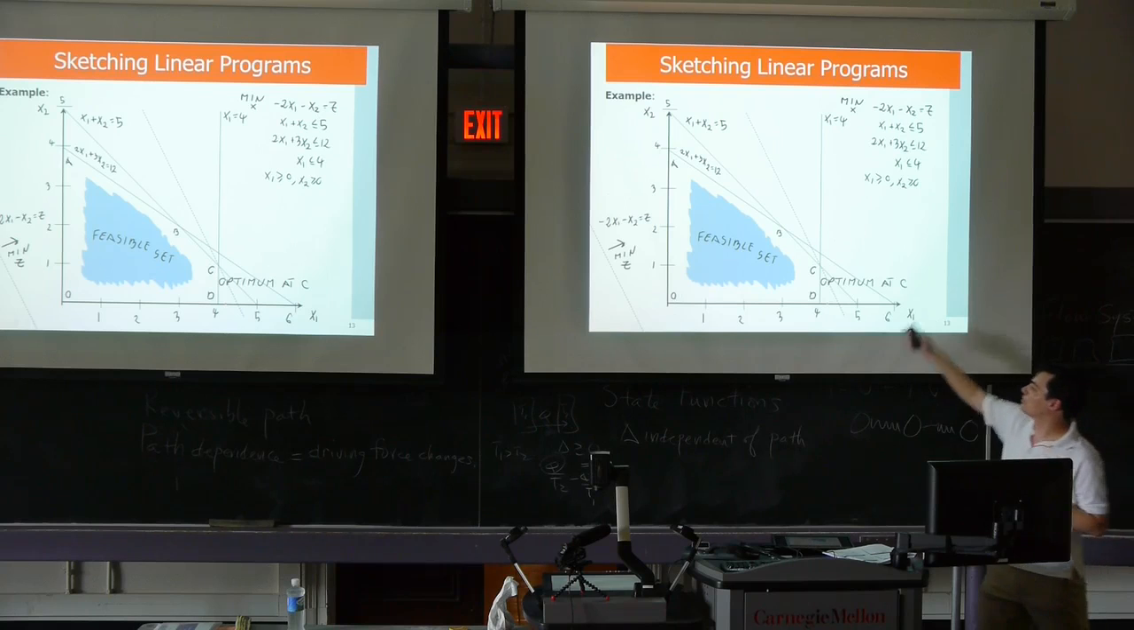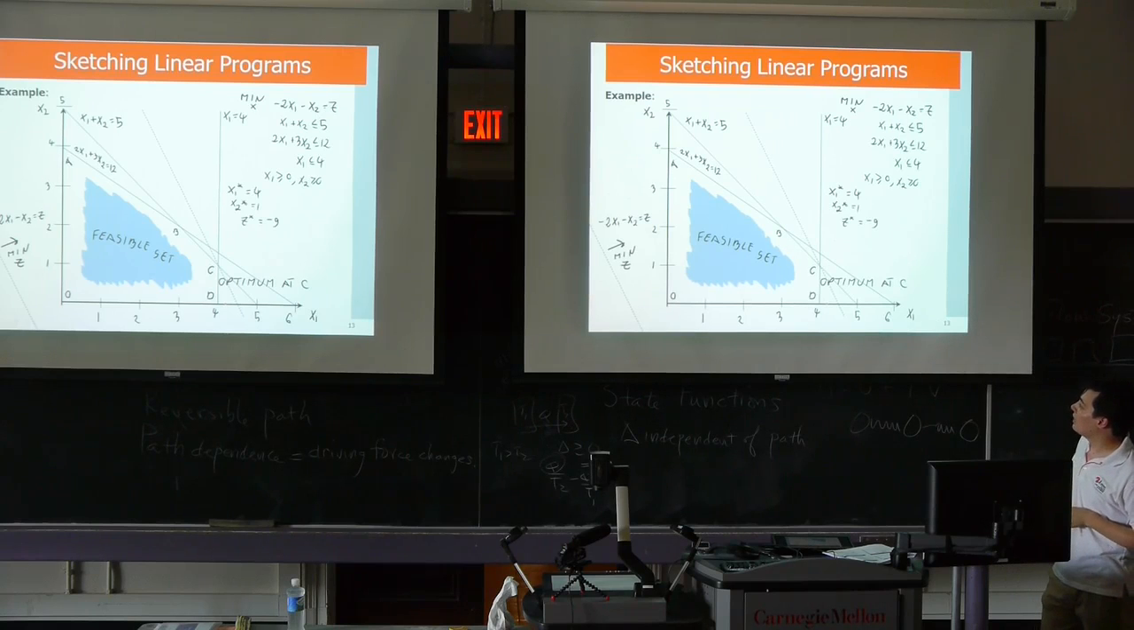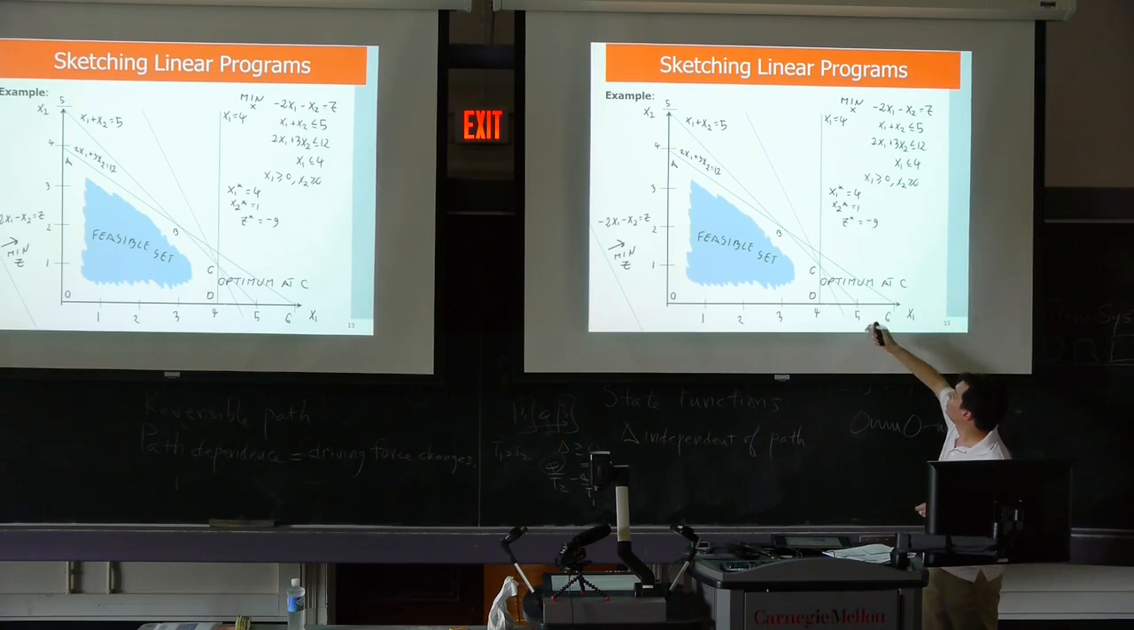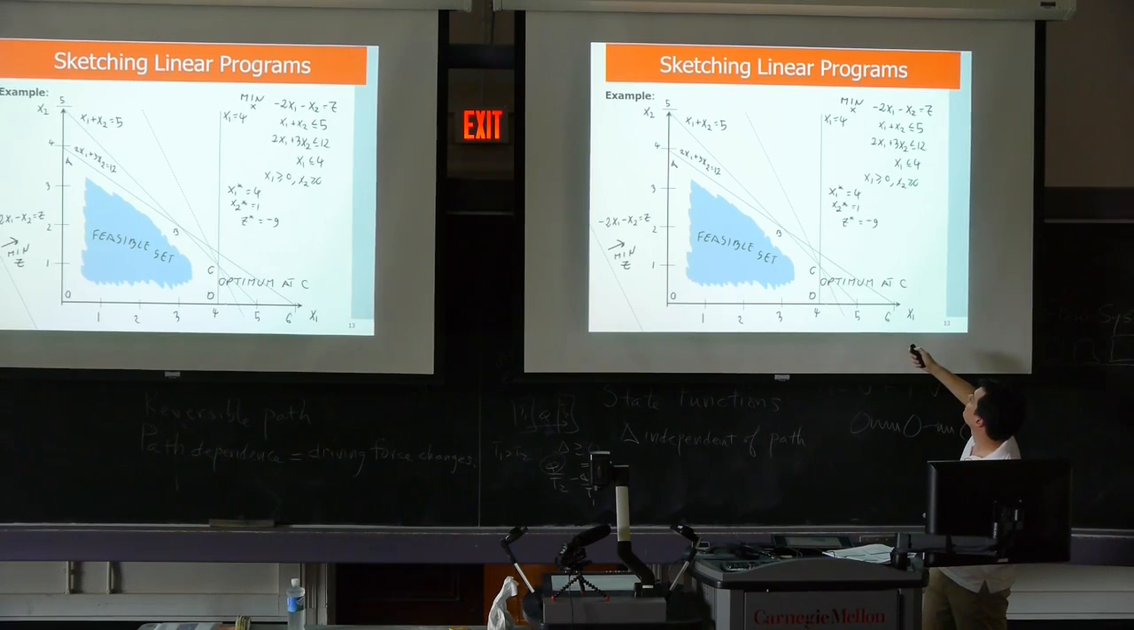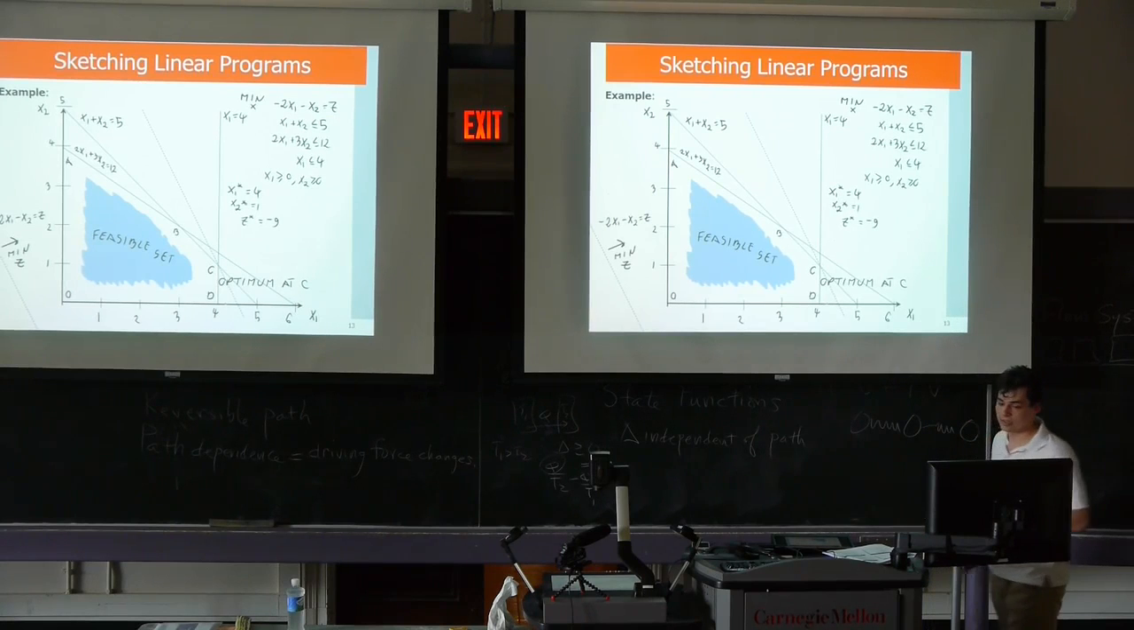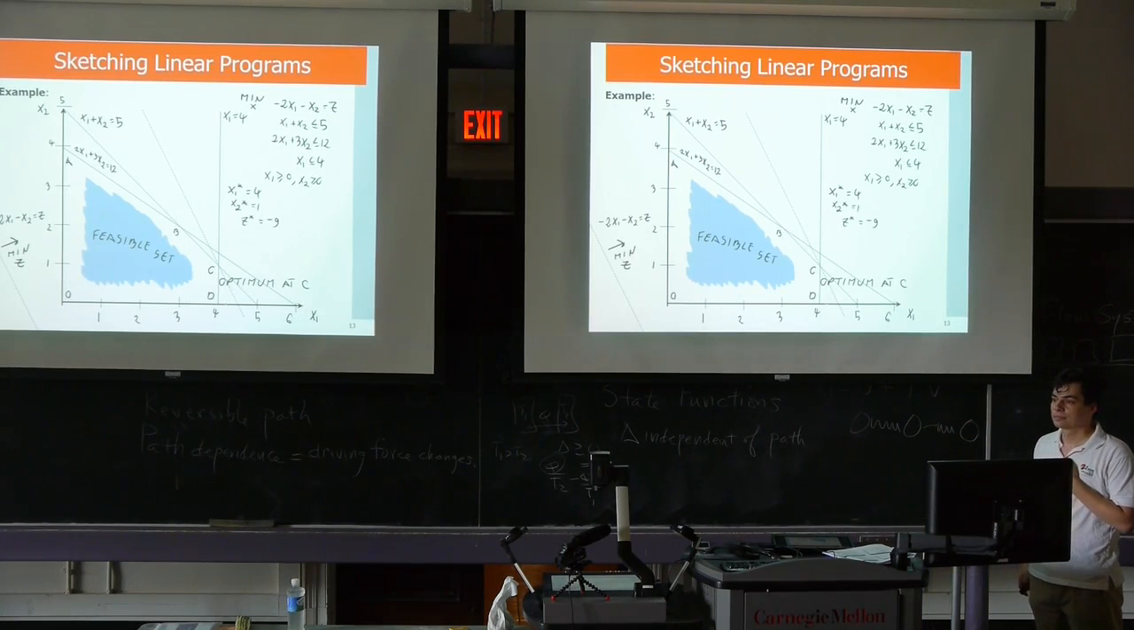Okay, so this is the optimum. The optimum is at C. You can just read the optimal solution: x1 star is 4, x2 star is 1, and you can calculate the z value at C using this equation, and that will be minus 1. Okay?